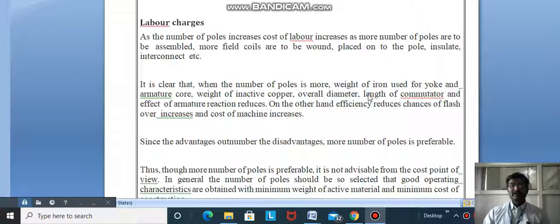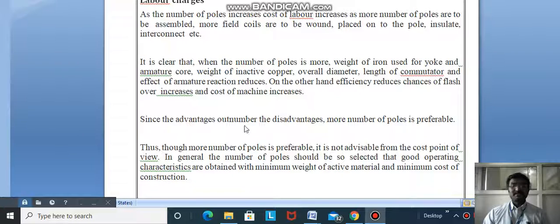Okay, so it is clear that when the number of poles is more, there is a lower value of iron used and a lower value of copper used. Since the advantages overcome the disadvantages, a larger number of poles is preferable.